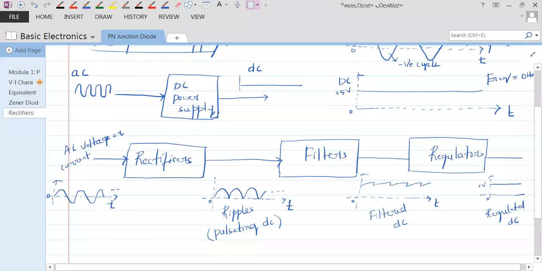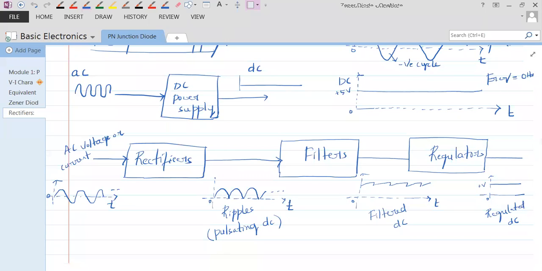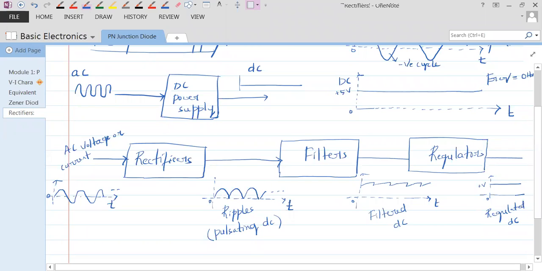Do you think a rectifier converts AC into DC? Yes, it does, but the output of the rectifier is not a pure DC. It's not a regulated DC. It has some ripples. That's why it is called pulsating DC. So you should understand the output of a rectifier is pulsating DC, where the ripples are present.